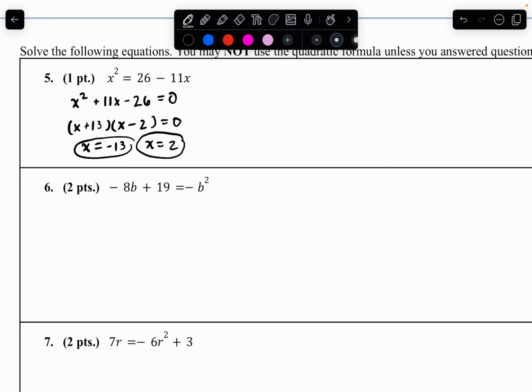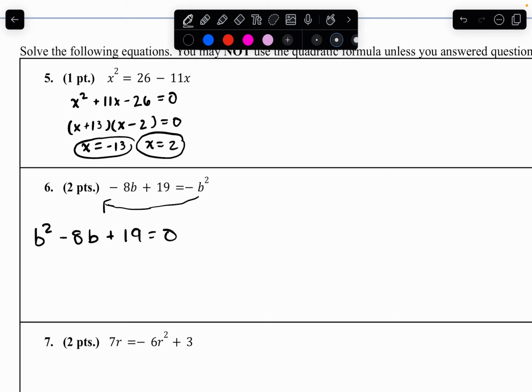Okay. Just like the last problem, we want to put the b squared on the other side so that we have a positive leading coefficient and so that our equation is in standard form. Cool. Can I factor this?